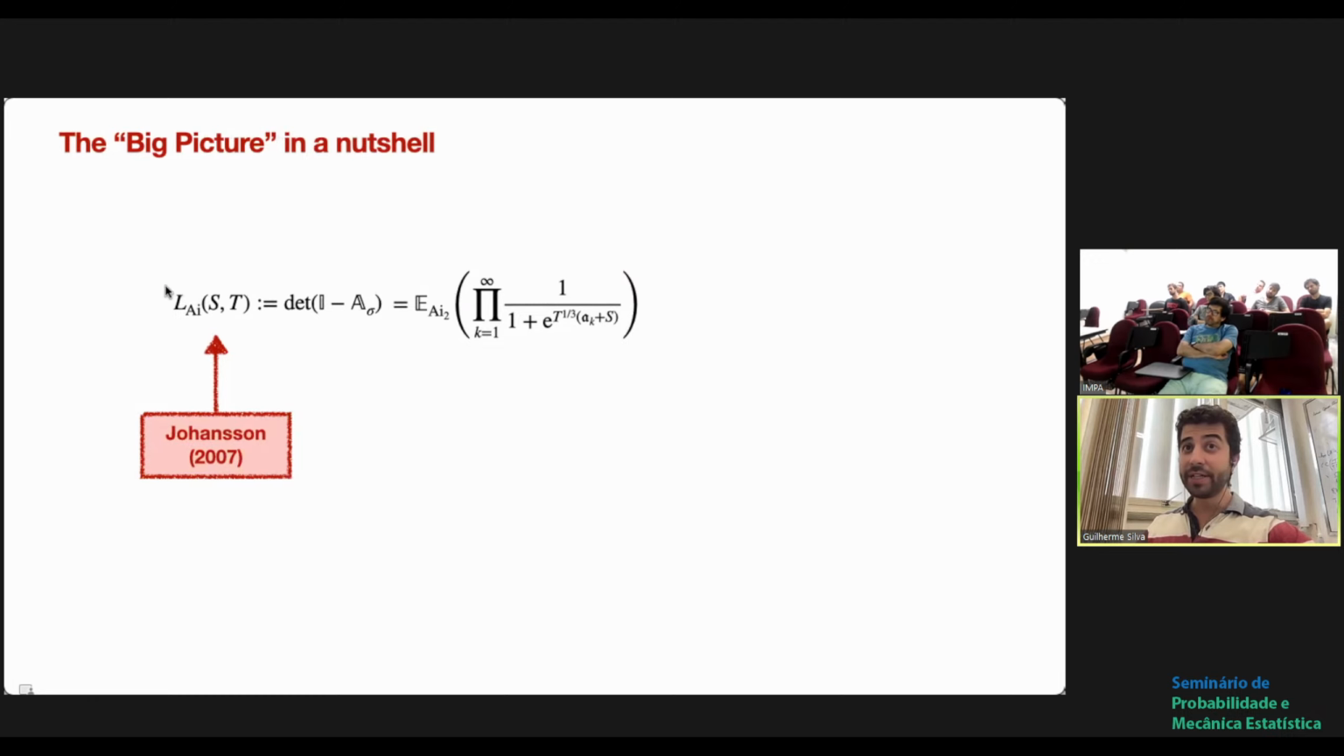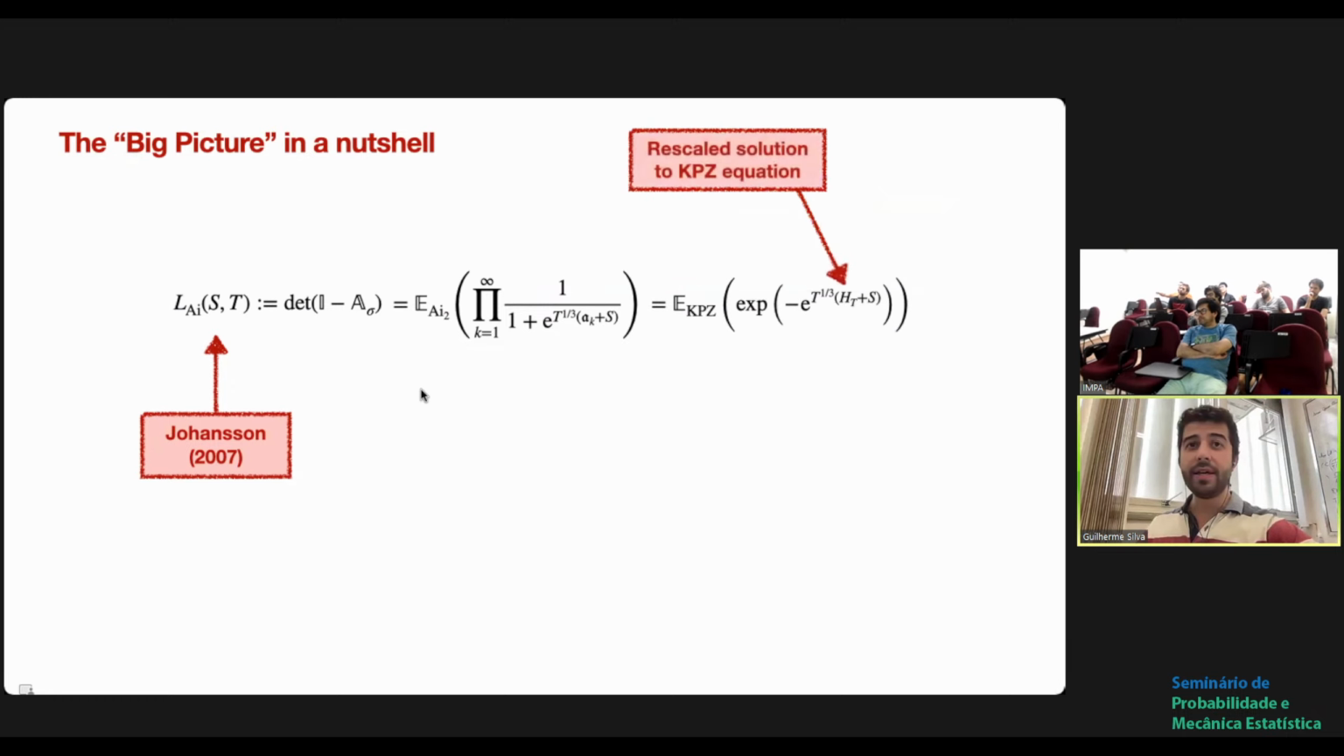This limiting object that I'm showing you, we are not the first ones to see it appearing. There's a work of Kurt Johansson from 2007 where he considers a very specific matrix model, and this object pops out in a certain appropriate limit. A few years later, it was realized that this limiting object is essentially a Laplace transform of the narrow wedge solution to the KPZ equation.